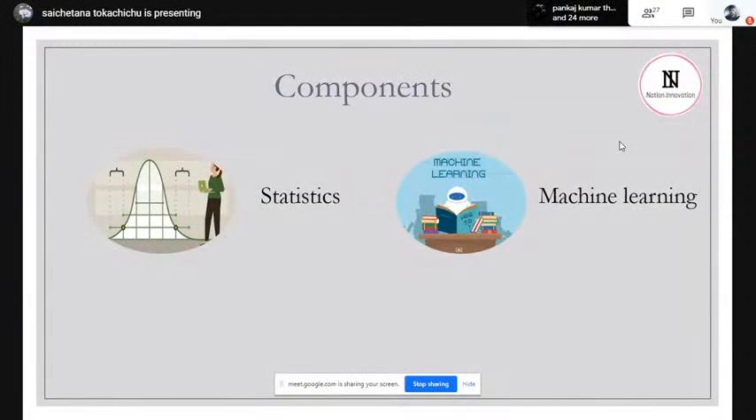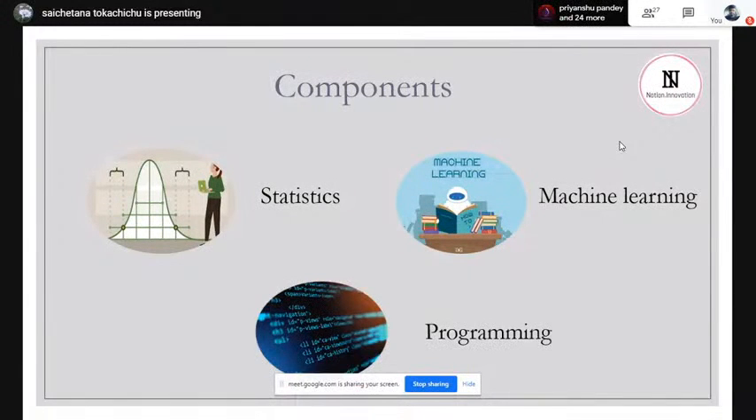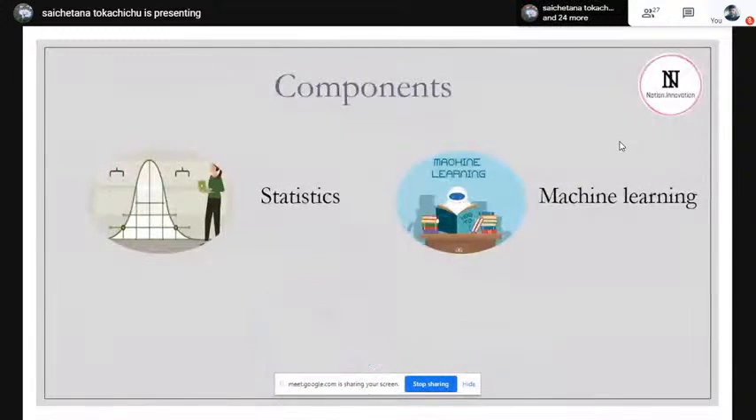I will not go into detail about what that is right now. It's just a concept. So let's dive into it in our future sessions. Then next is our programming.